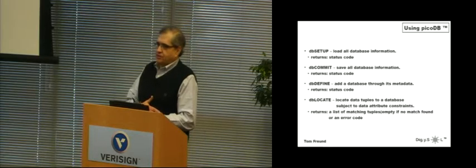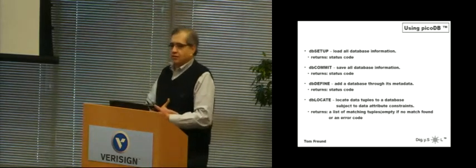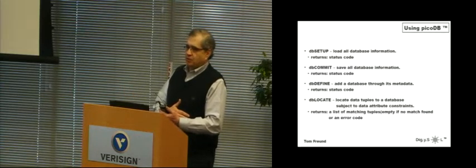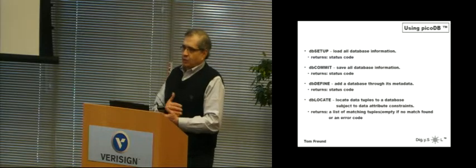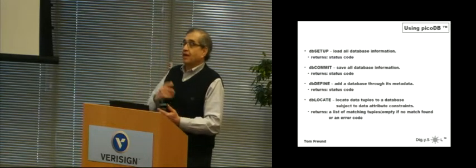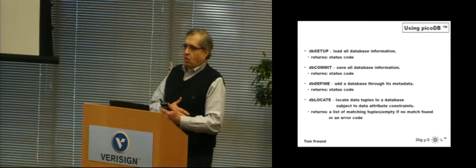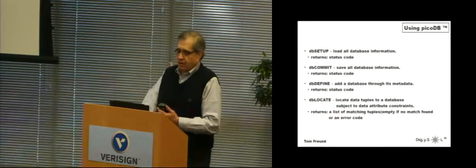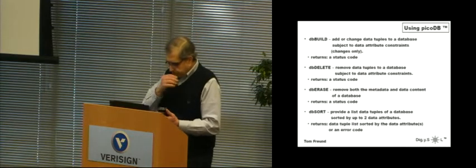DB locate is very similar, if I go to the SQL world, to the select verb. In other words, I want to extract a series of data tuples out of a database subject to a series of constraints. So either I get a list of matching tuples, this is kind of a table of tables, so to speak, in the eLua sense, or I return an error code. There was a particular problem associated with it.